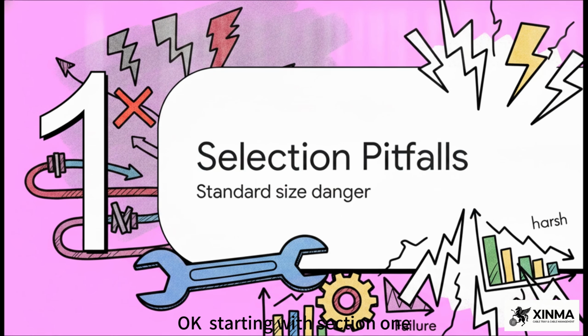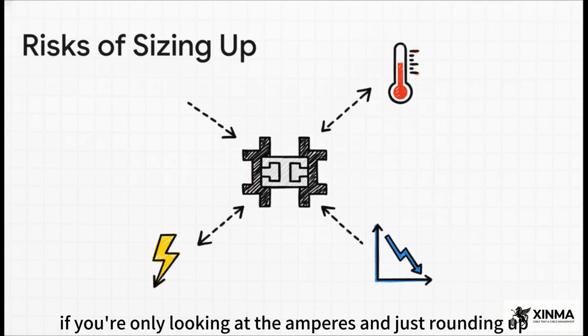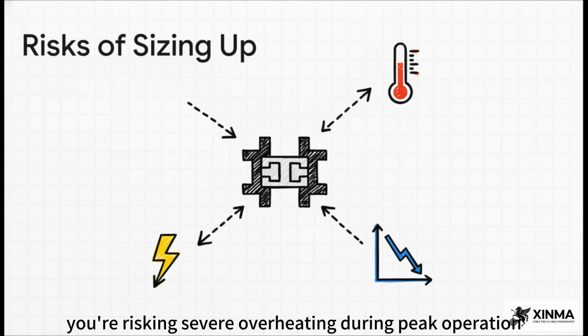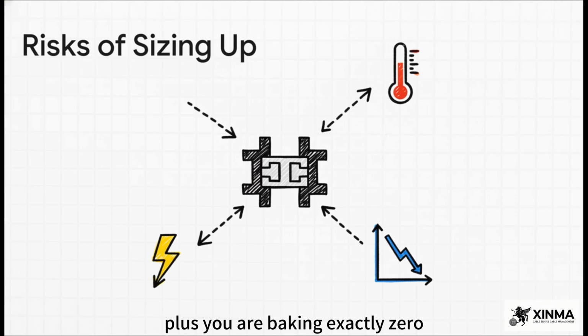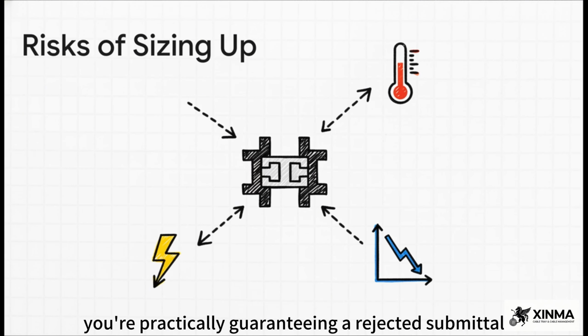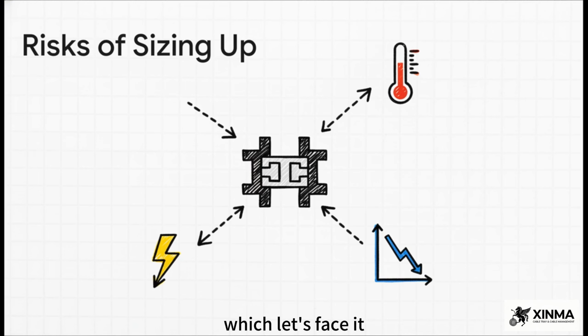Okay, starting with Section 1, busway selection pitfalls. Specifically, we're looking at the real danger of that standard size shortcut we just talked about. Look, if you're only looking at the amperes and just rounding up, you are essentially flying blind out there. You're risking severe overheating during peak operation, plus you are baking exactly zero expansion margin into your design. That means the very second the client adds a new piece of equipment, boom, the system is maxed out. And from a project management standpoint, you're practically guaranteeing a rejected submittal, which, let's face it, is nobody's idea of a good Tuesday.